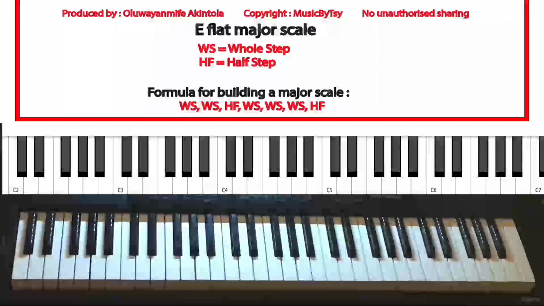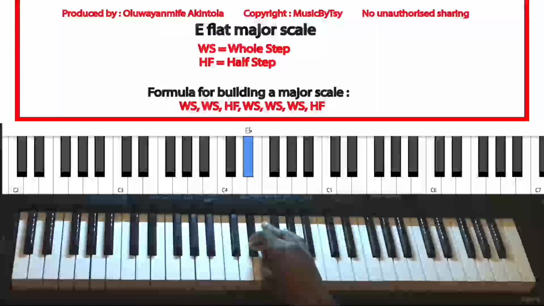Now in order to build a major scale for any key, there is a formula that we can use, and the formula goes like this. You start from the starting key that you want to start from, and then you take a whole step, and then another whole step, and then a half step, and then a whole step, and then a whole step, and then a whole step, and then a half step. See that? Using that formula, we can construct a major scale for any of the 12 keys. So we're going to use that formula to construct the major scale for the key of E flat.